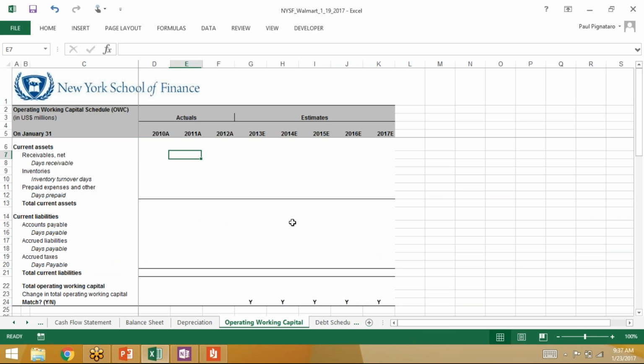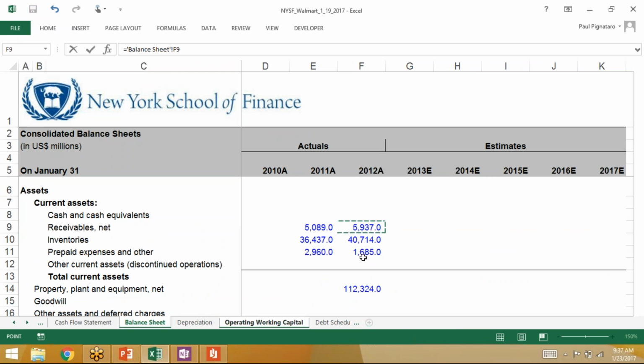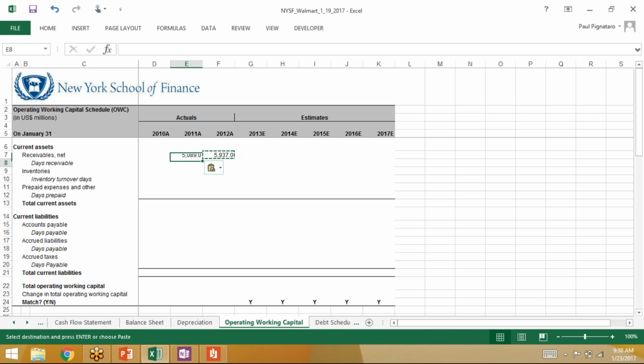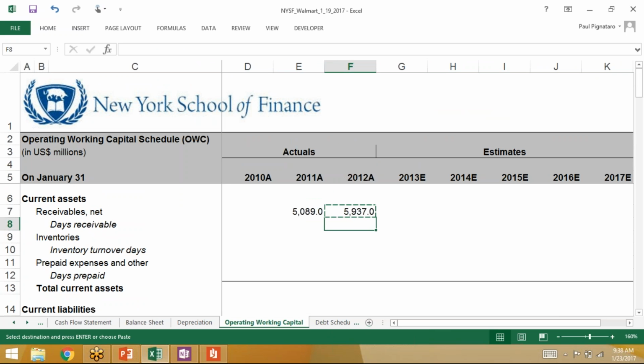Now, working capital, let's take it line by line. I want to pull in the two historical numbers that I've received, that I've hard coded in. So I'm going to pull in the receivables. Let me zoom in so we can see this. And then I want to use the historical formula that we just talked through to build days receivable.